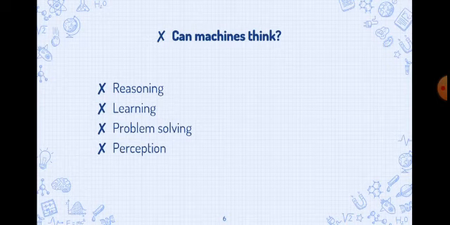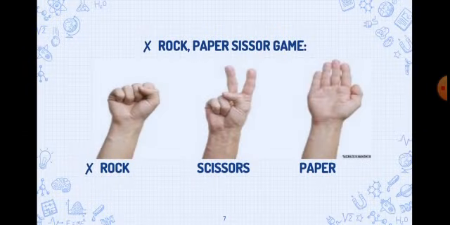Yes, machines can think, machines can do reasoning, learning, problem solving, and perception. They can do that because when you give a command to an AI, it will have some choices. But if you give the AI some specific commands, it will perform some specific tasks. This is just a slide showing that a machine can distinguish between rock, paper, and scissors.